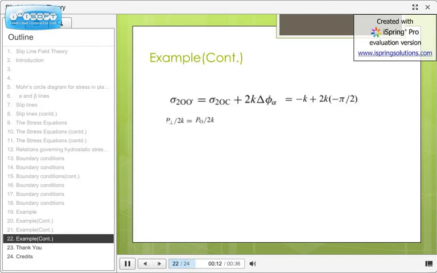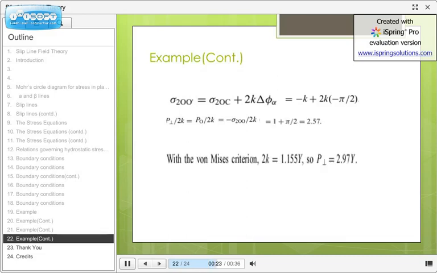Now P perpendicular upon 2k equals P OO upon 2k, which equals minus sigma 2 OO upon 2k, which equals 2.57. Now with the von Mises criterion, 2k equals 1.155 Y, so P perpendicular equals 2.97 Y. So P perpendicular is approximately equal to 3 times the yield strength.